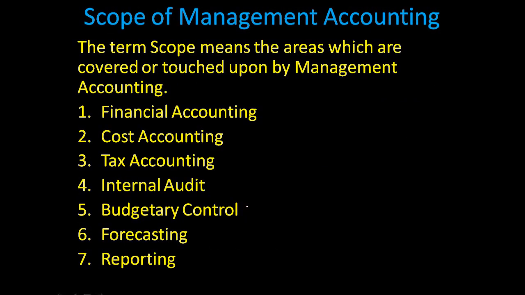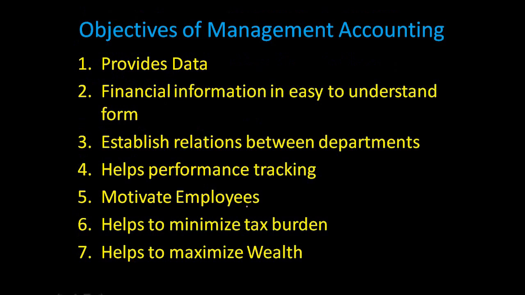Scope of management accounting. If you look at the meaning of the term scope, it means every area which has been touched upon. Here, when we talk of the scope of management accounting, these are the various areas touched upon by management accounting. The first is financial accounting. Management accounting gets its data from financial accounting, and cost accounting as well. So obviously it helps. At the same time, it gives inputs to financial accounting and cost accounting for future planning. Third is tax accounting. Just now in the earlier slide, we learned about minimizing tax burden.